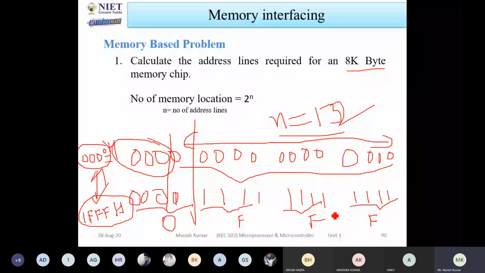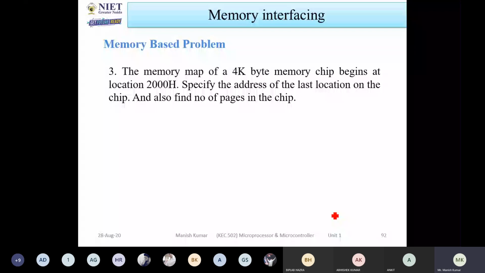Now you can read question number 3. The memory map of a 4 kilobyte memory chip. The 4 kilobyte memory chip begins at location 200H. Specify the address of the last location on the chip and also find the number of pages in the chip.